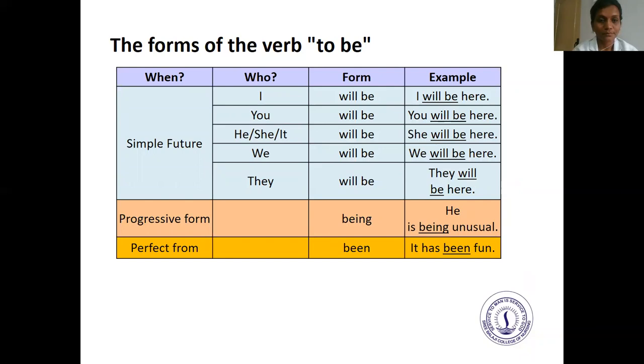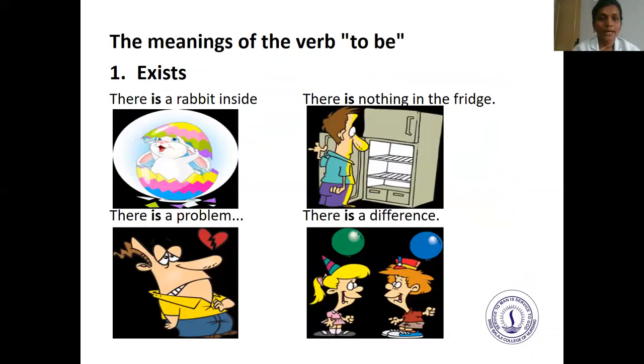Example. The verb to be is used when you want to say something is existing. For example, there is a rabbit inside. There is nothing in the fridge. There is a problem. There is a difference. All these show that something is existing.